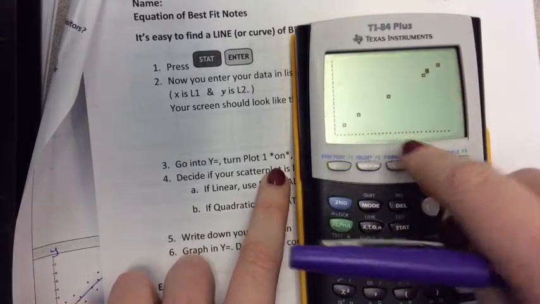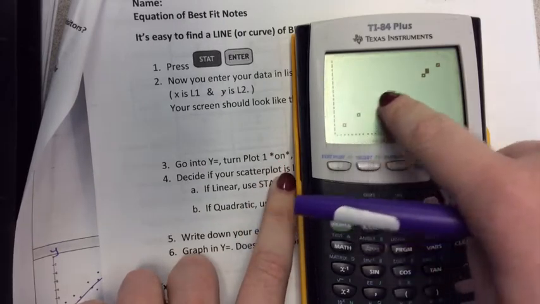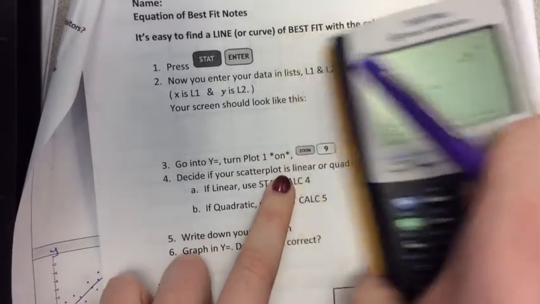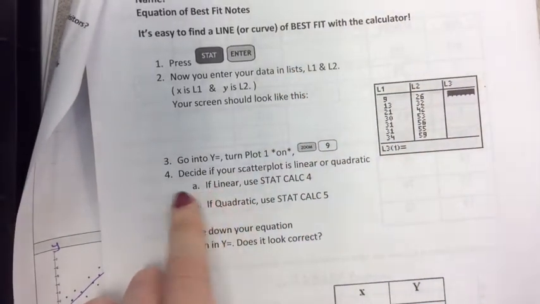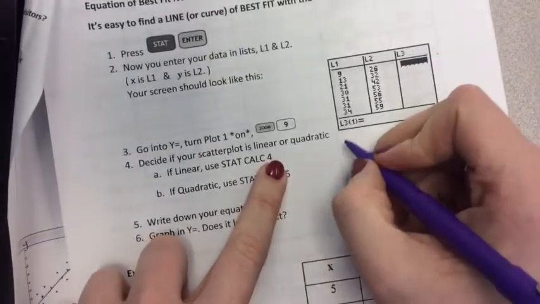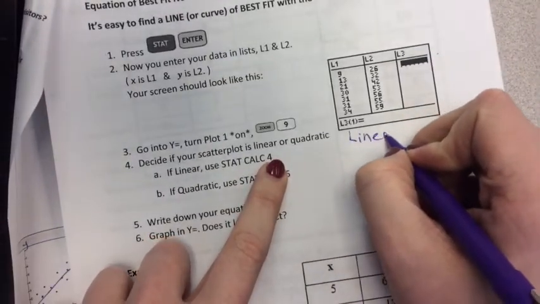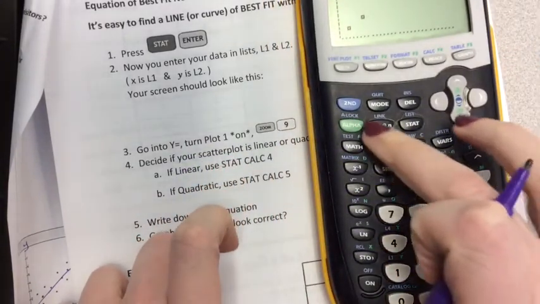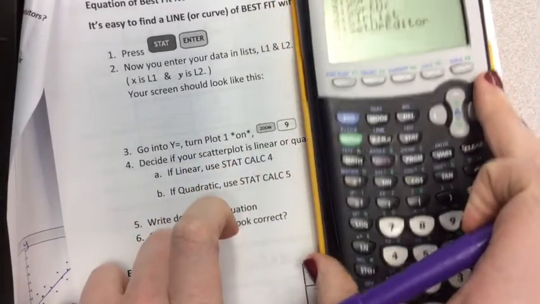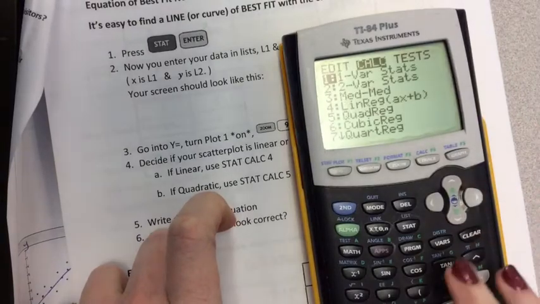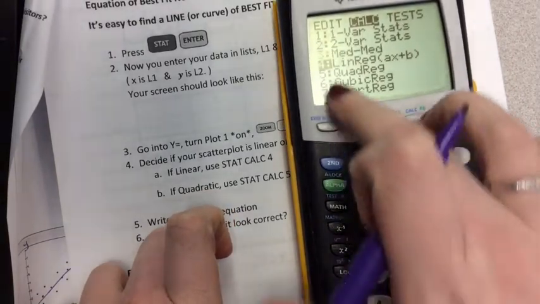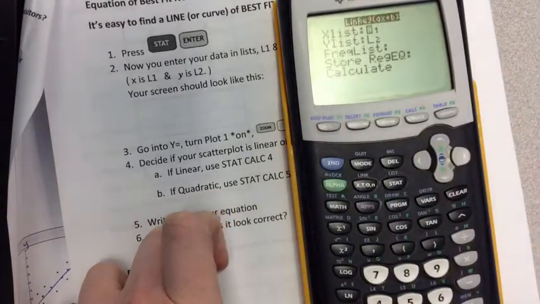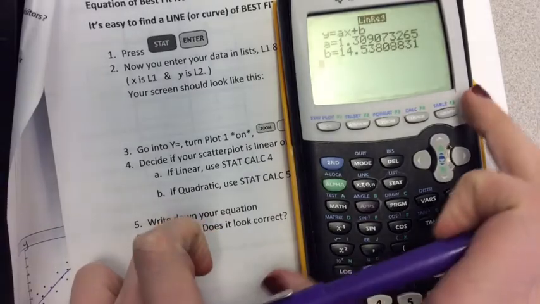So from yesterday, we learned that if it looks like a line, it's linear. So if it's linear, we need to use stat calc 4. So we know this is linear because it makes a line. So it tells us to use stat calc 4. So stat, go over to calc, and then number 4, because that looks like a line. And then we're going to press enter or down until we hit calculate, and that's what we're looking for.